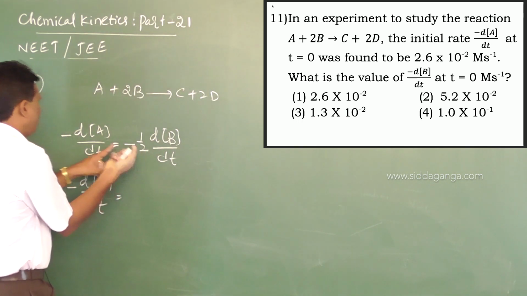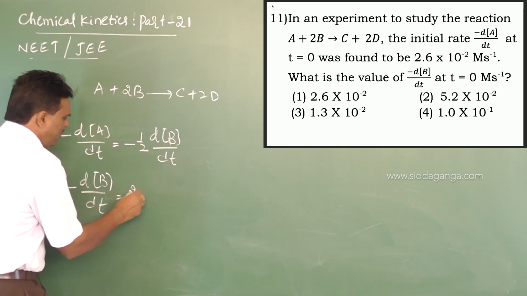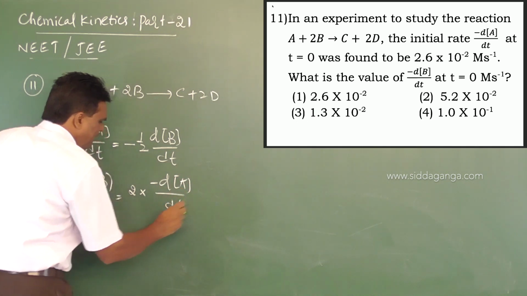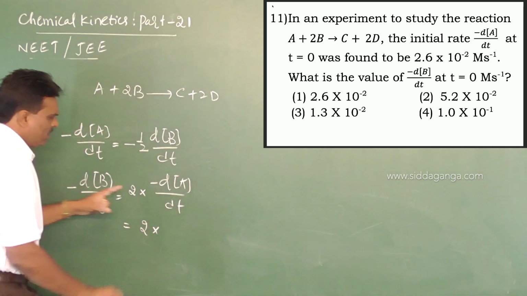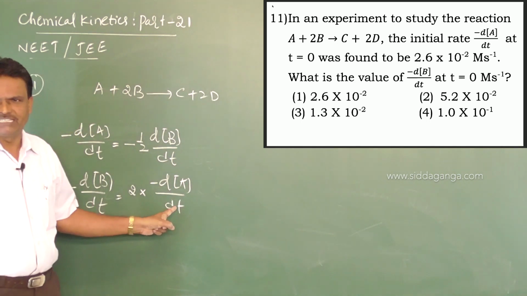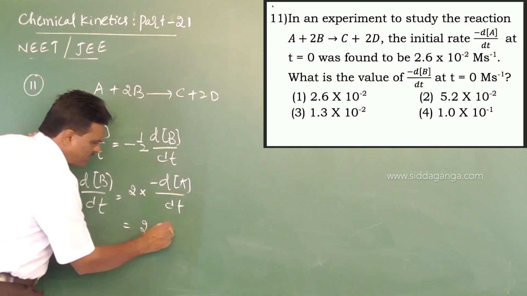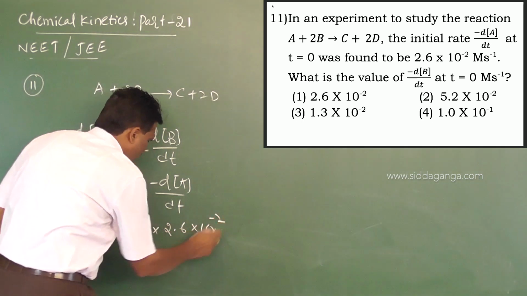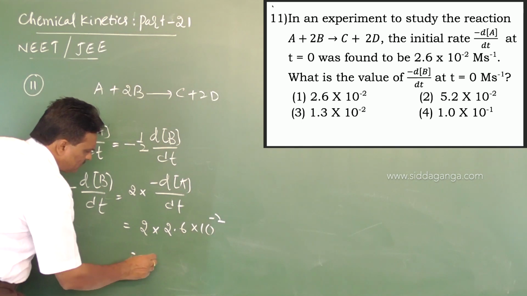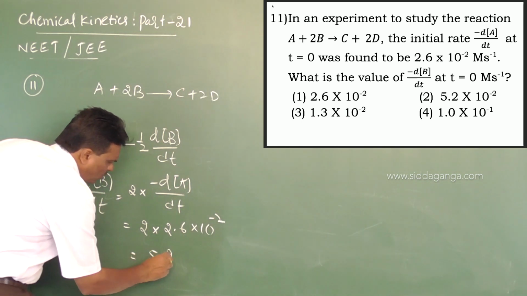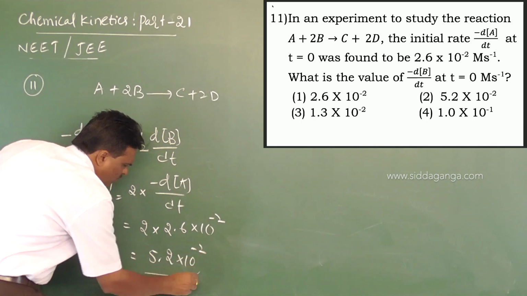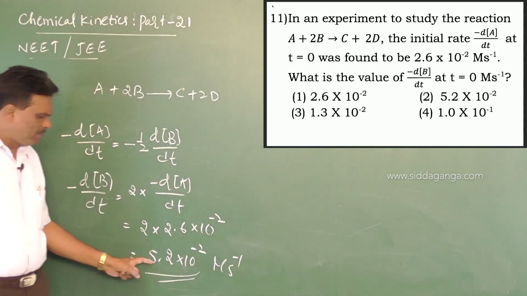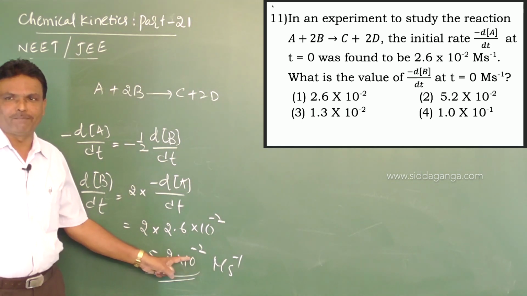So minus dB by dt is equal to, 2 comes to the left side, so 2 into minus dA by dt at time t is equal to 0. So it is equal to 2 into 2.6 into 10 power minus 2, which is equal to 5.2 into 10 power minus 2 molarity per second.